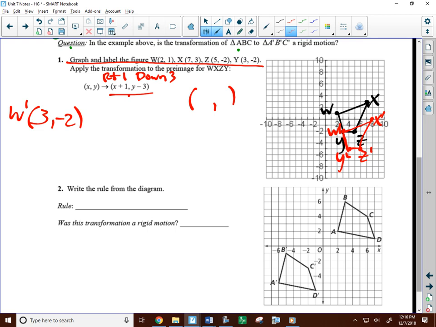Also, if they said just list the coordinates, and we could have done this as well, you could use the rule. So I could actually plug 2 in for x and 1 in for y into the rule. And 2 plus 1 is 3, and 1 minus 3 is -2. So the rule is for each point. So you can use the rule as well.